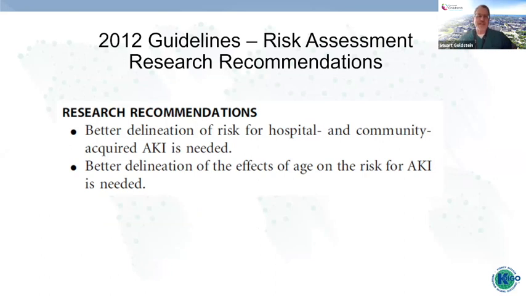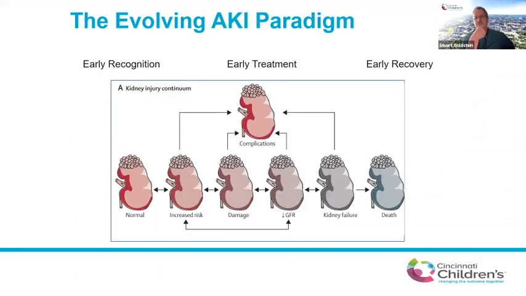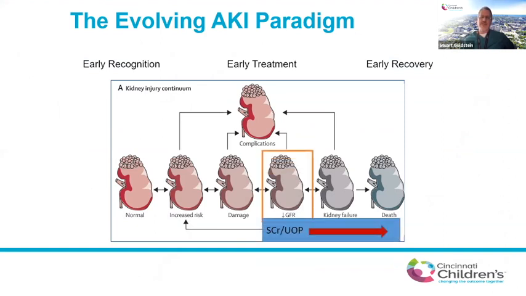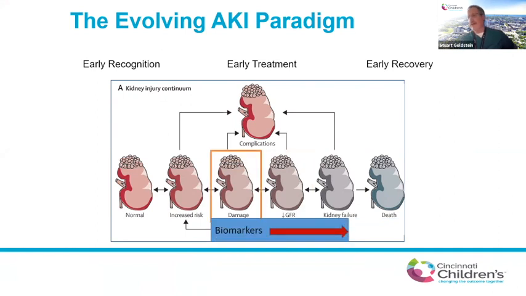And so the research recommendations were a better delineation, as I've mentioned, of risk for hospital and community-acquired acute kidney injury, and a better delineation of the effects of age. And what I would say as a pediatrician, we shouldn't just be looking at advanced age, but we should be looking at younger age all the way down to our neonatal patients. And so when we start to think of the acute kidney injury paradigm and risk stratification, where we live now, as I've shown you, is in looking at serum creatinine or urine output as the functional markers of acute kidney injury.